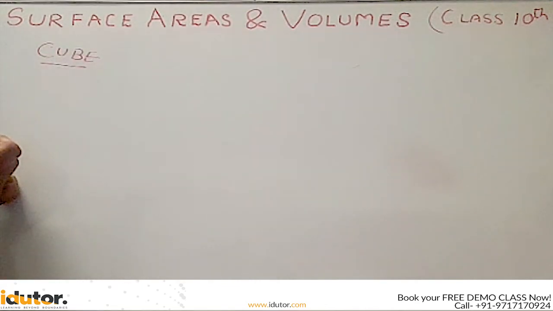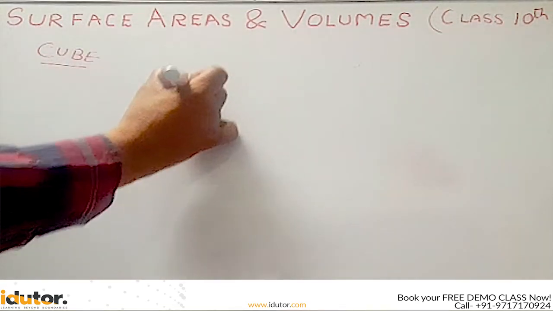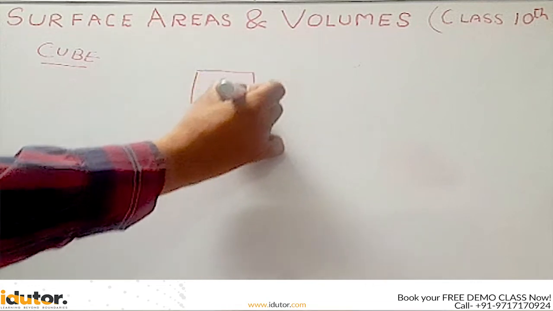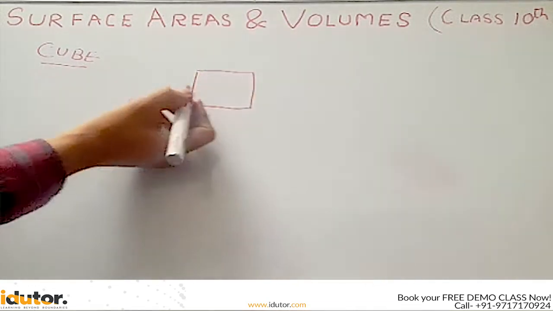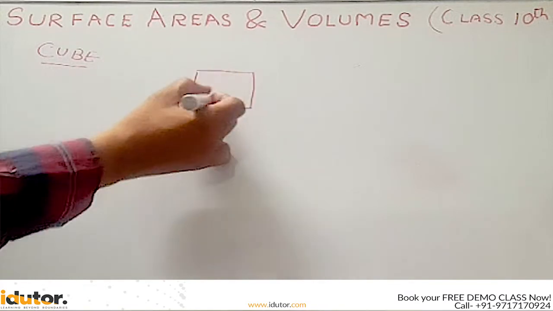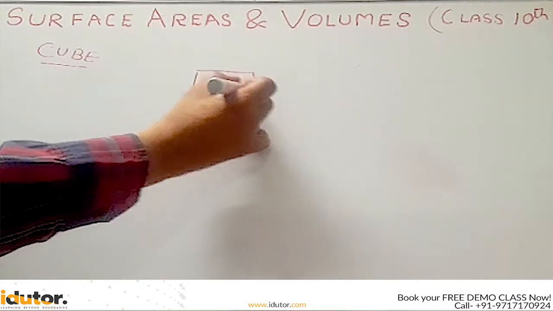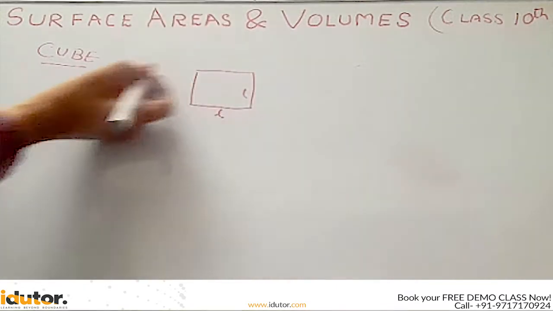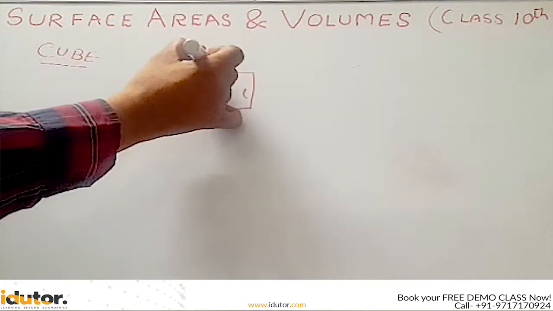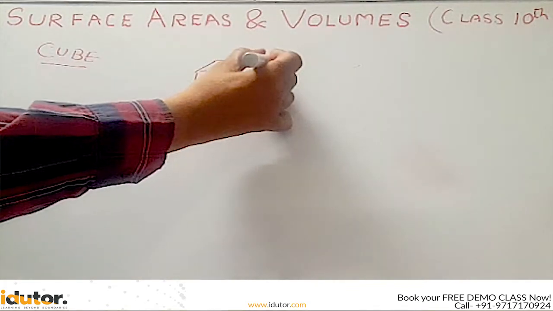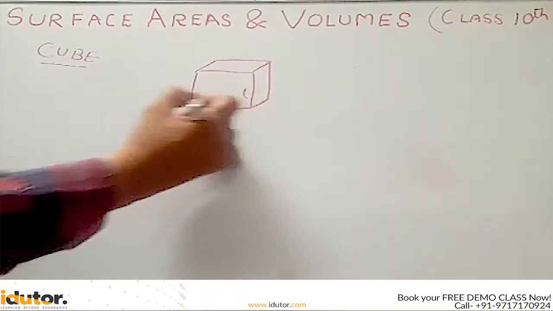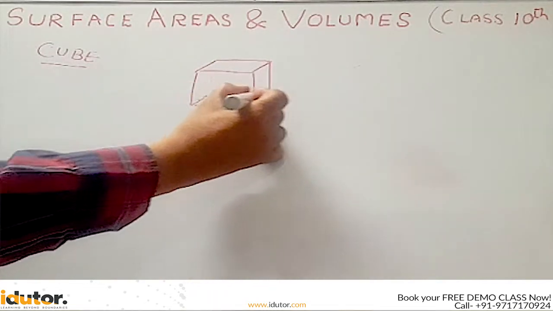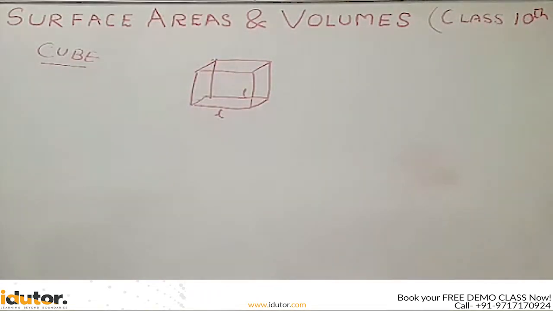In a cube, we have a sphere kind of figure. It has 4 sides, and all the sides are equal in length. So let us make the cube out of it. How will we make it? So this is a cube which we have made.